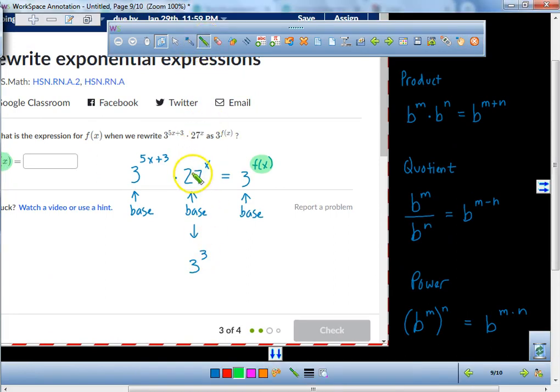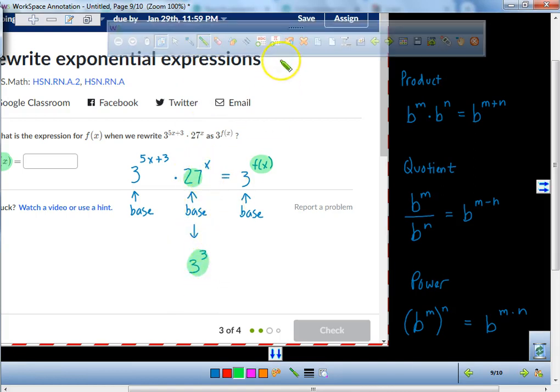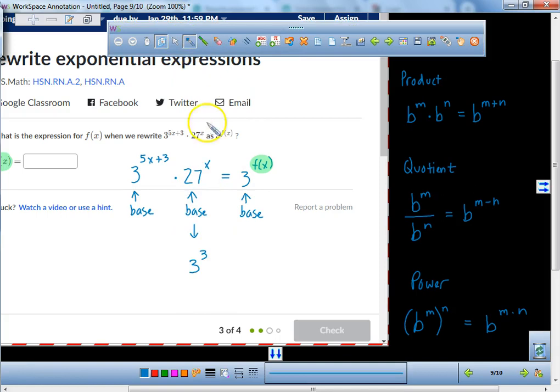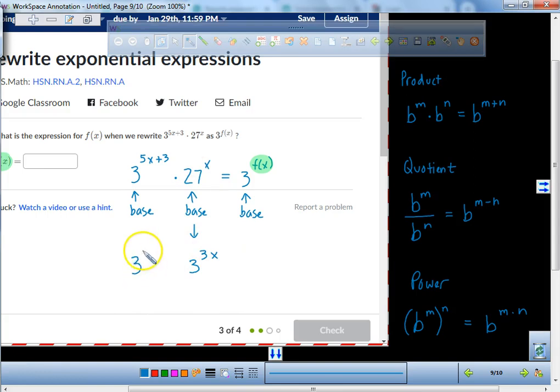You guys need to see that this and this are the same. Now, what's already up there? An x. So it's this 3 cubed, to the power of x, right here. These mean the same thing. Then we have 3 to the power of 5x plus 3. Now there's a little dot right here. Dot means multiplication, dot products. Equals 3 to the power of f of x.